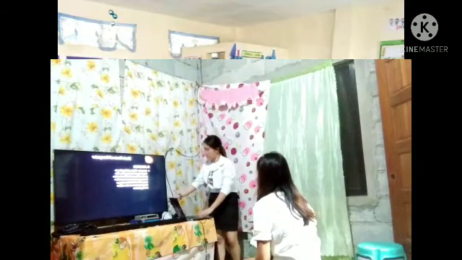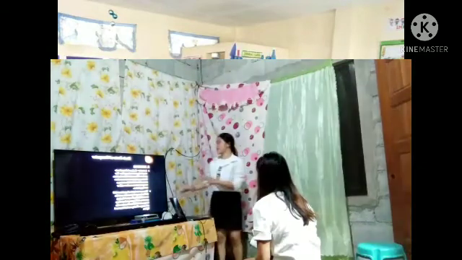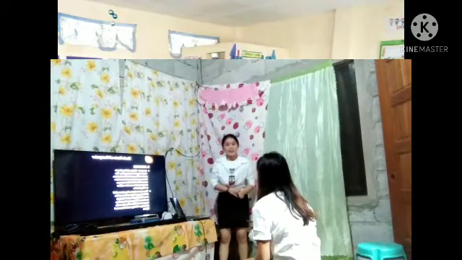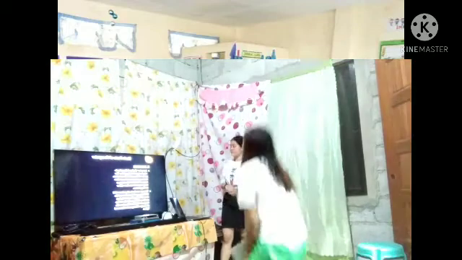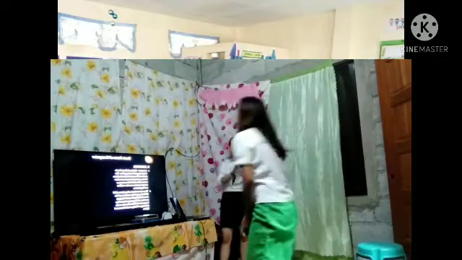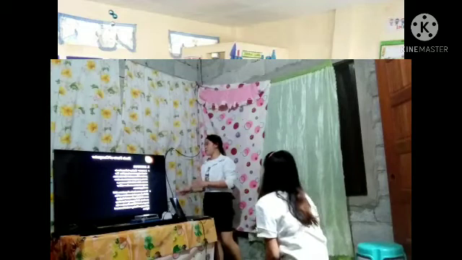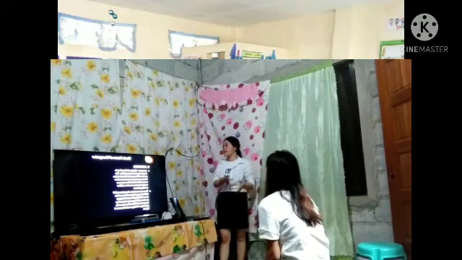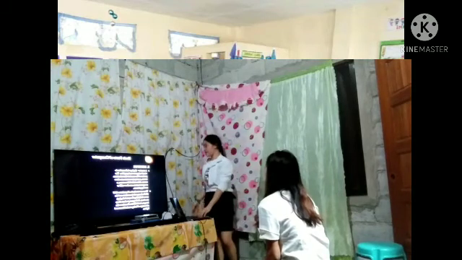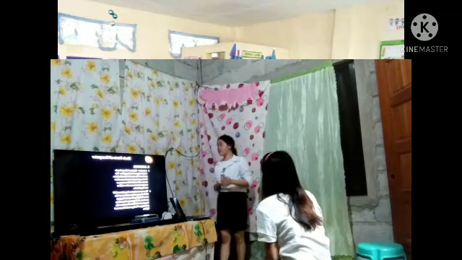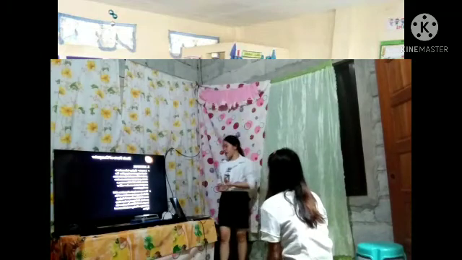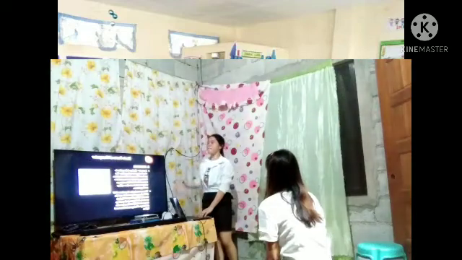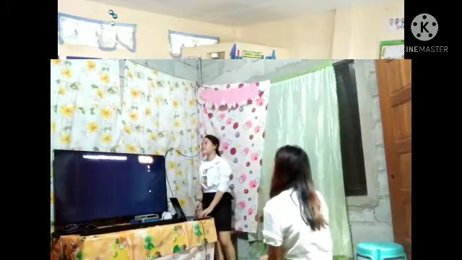So let's proceed. These are the two basic types of monitors: the CRT, and the LCD, liquid crystal display monitors. Both types produce a clear image, but LCD monitors have the advantage of being much thinner and lighter. Okay, so these are the examples of the monitor.